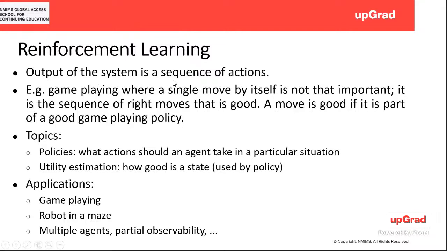So in reinforcement learning, the output of the system is a sequence of actions, for example when you are playing games. In this reinforcement learning environment, you have policy and utility estimations, right? Policy means what action an agent should take in a particular situation. How good is a state, what reward he is going to make, or whether he is going to get some punishment for it, right?